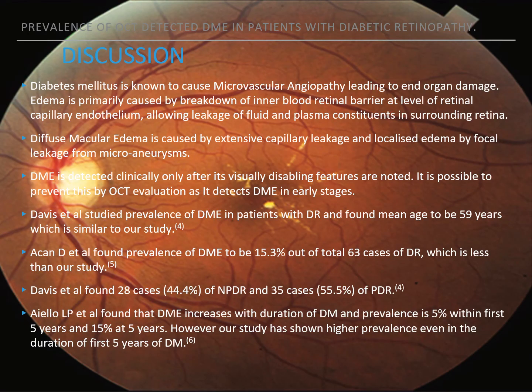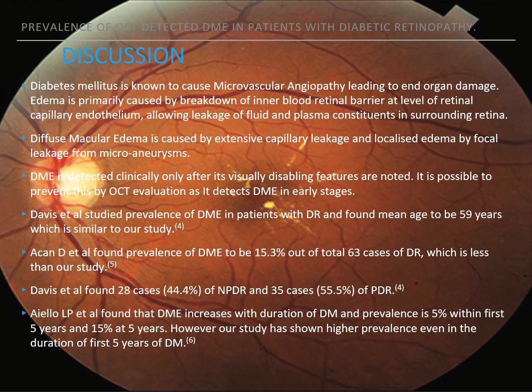Coming to the discussion, diabetes mellitus is known to cause microvascular angiopathy leading to end organ damage. In this case, the eye. Edema is primarily caused by breakdown of inner blood retinal barrier at the level of retinal capillary endothelium, allowing leakage of fluid and plasma constituents in surrounding retina. Diffuse macular edema is caused by extensive capillary leakage and localized edema by focal leakage from microaneurysms. DME is detected clinically only after its visually disabling features are noted. It is possible to prevent this by OCT evaluation as it detects DME in early stages.